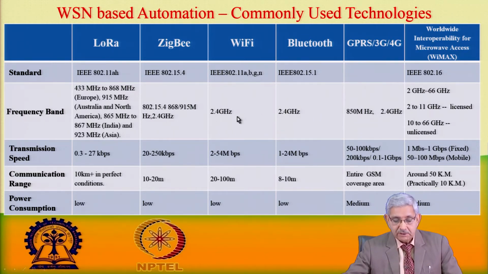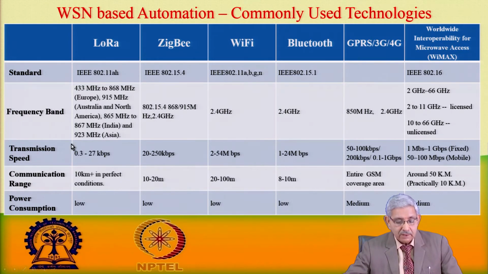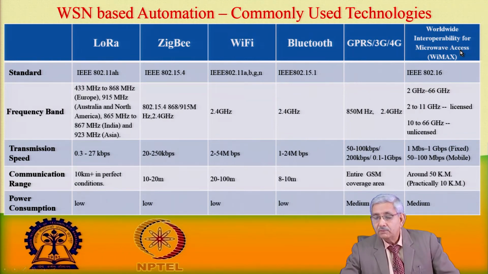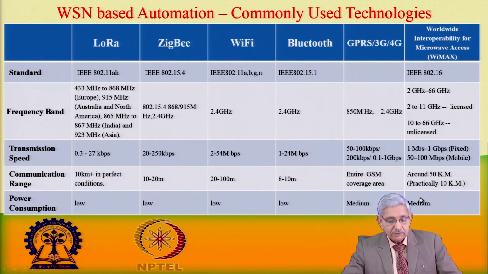It means this is the standard it follows, the frequency used is 2.4 gigahertz, the data transmission is 2 to 54 megabytes per second, and the communication range is 20 meters to 100 meters. If you look at the different cases, LoRa has 10 kilometers plus, and in the case of microwave access, it is 50 kilometers, practically 10 kilometers. So this is the way it is expressed.